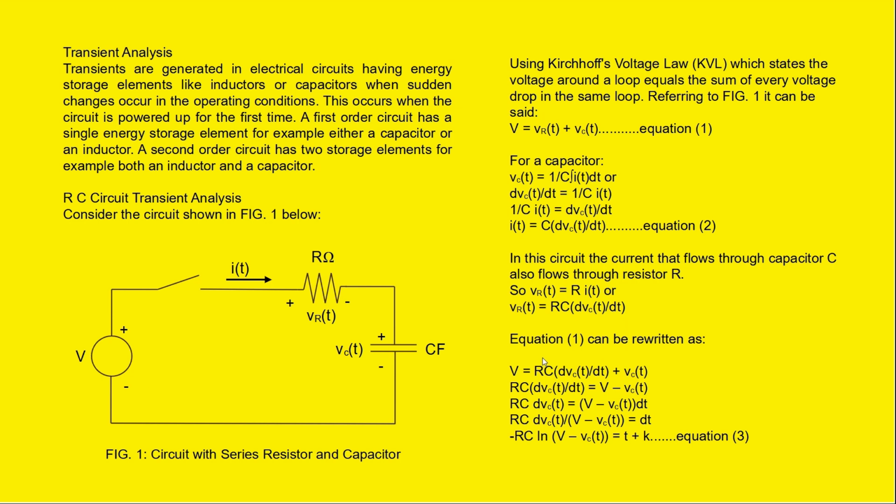Now, all we did here is we replaced that i(t), C dVC/dt of equation 2, with that i(t). So equation 1 can be rewritten as V equals, and then instead of the VR in equation 1, we write this: RC dVC(t)/dt plus VC(t). RC, in brackets, dVC(t)/dt is equal to V minus VC(t). So RC dVC(t) is equal to (V minus VC(t)) dt.